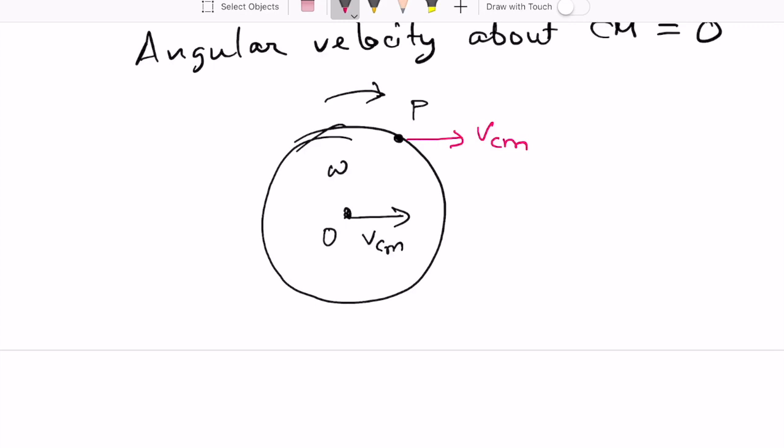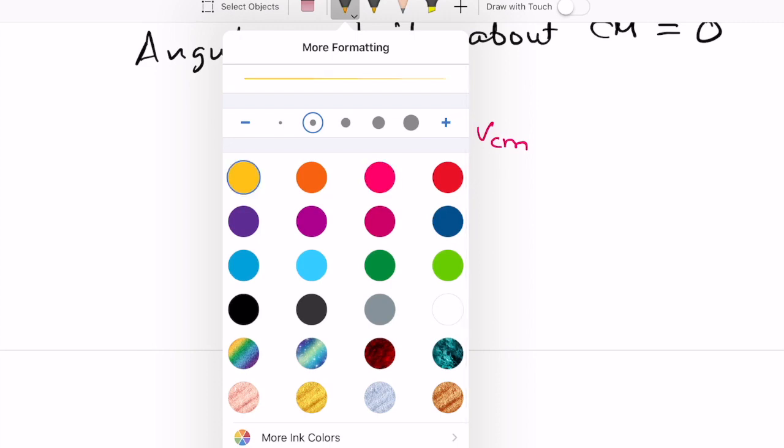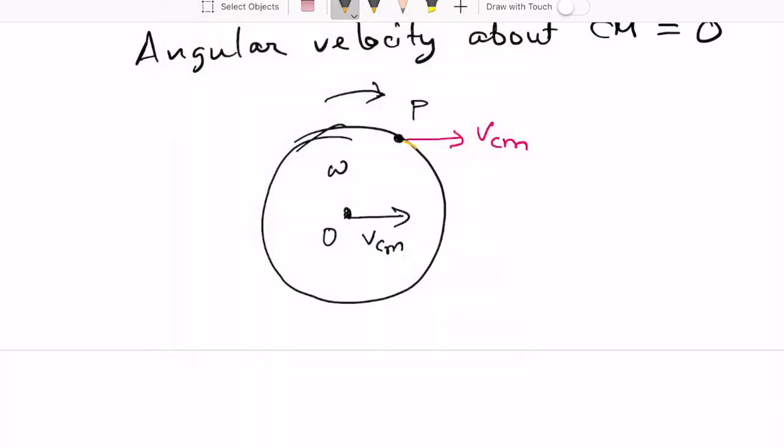It also has another velocity. Can you tell me what that other velocity is? If you forget about the fact that the disk is moving, and just think about the fact that the disk is rotating, then the point P has a tangential velocity, right? Because it's rotating about the point O. So that tangential velocity I can draw in the tangential direction. That is the tangential velocity of the disk about the center of mass. I'm just being very pedantic and writing V tangential relative to the center of mass, right?